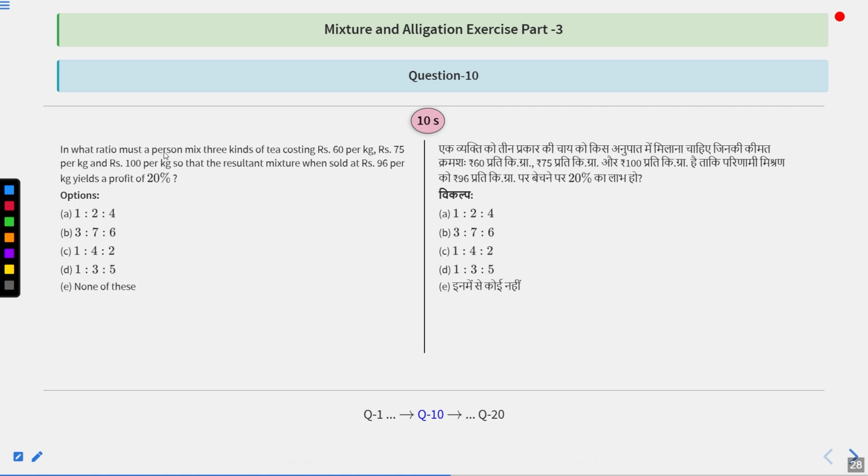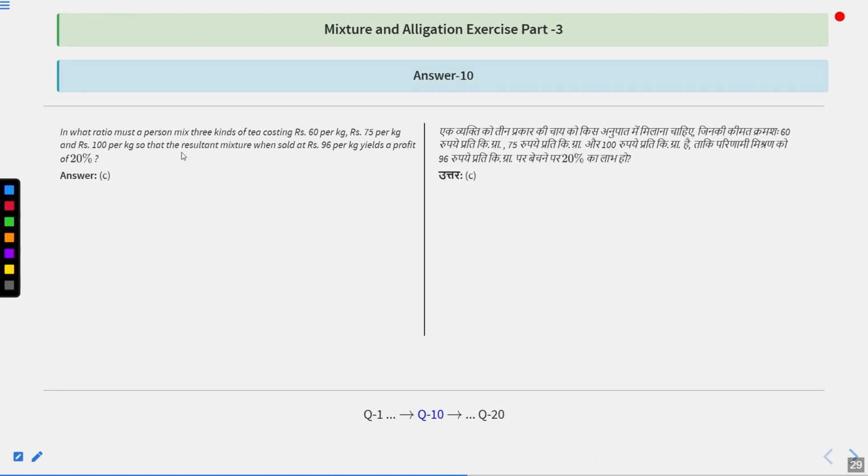In what ratio must a person mix 3 kinds of tea costing 60 rupees, 75 rupees and 100 rupees per kg, so that the resultant mixture, when sold at 96 rupees per kg, yields a profit of 20%? You have 5 options and 10 seconds to analyze the question. Your time starts now. Now time's up. Let's see the solution.